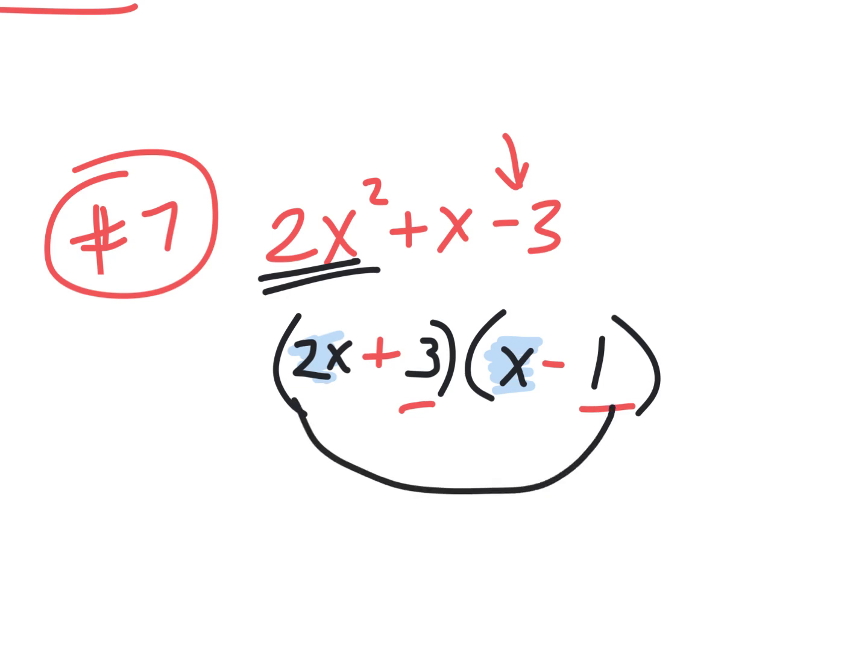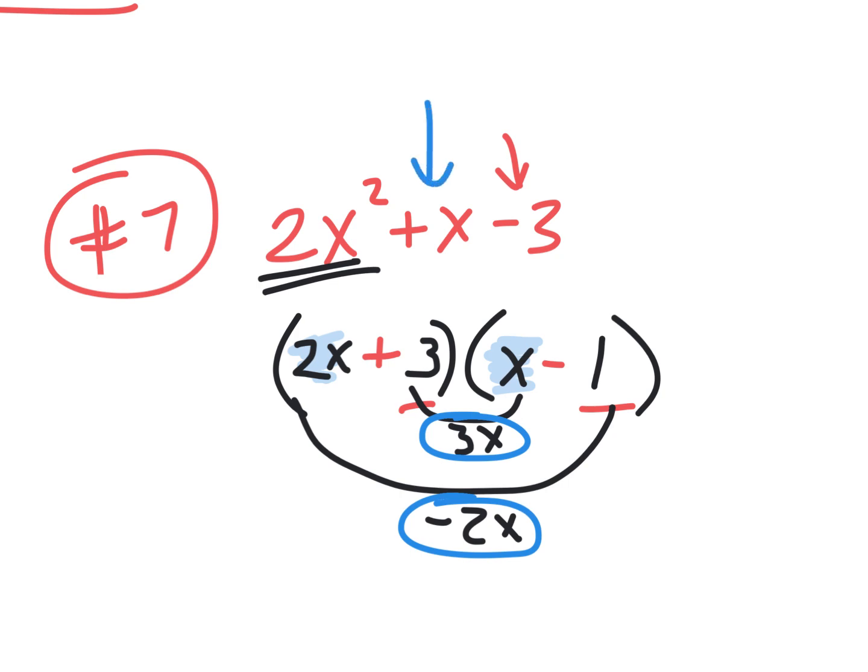Here's the key ones to check. The outside and the inside is the big secret to factoring. The outside ones make -2x. The inside one makes 3x. When I put them together, this and this, do they actually make positive x? 3x minus 2x, does that make positive x? It does. So that means it worked. If I had reversed these 2 numbers, it wouldn't have worked. And I would have known because I wouldn't have gotten the middle one. So it's always about checking the outside and the inside.